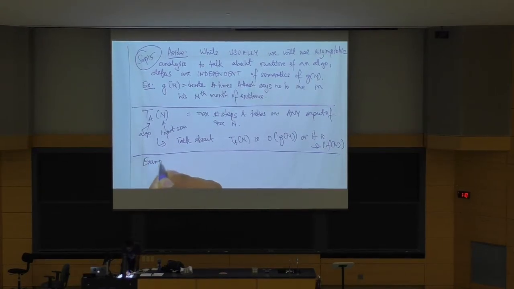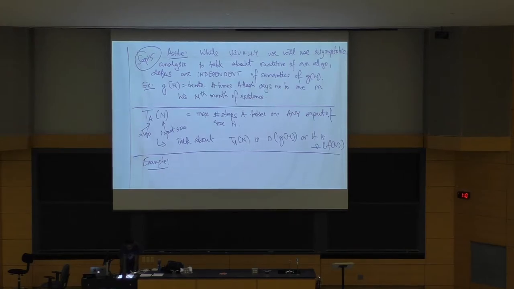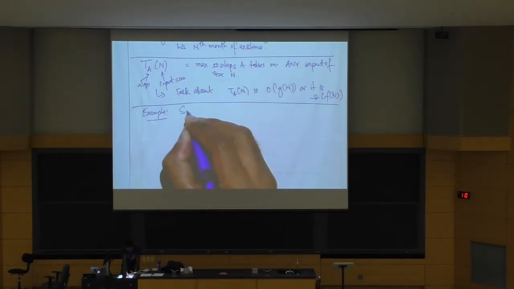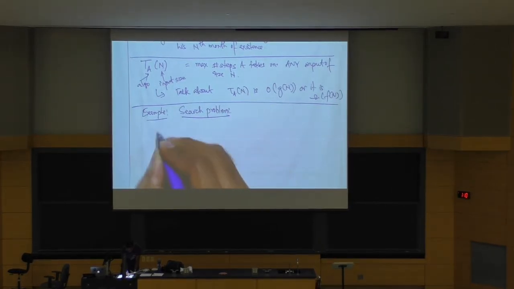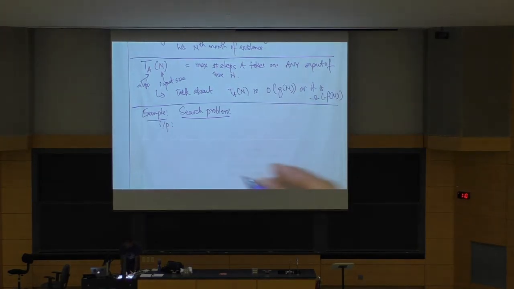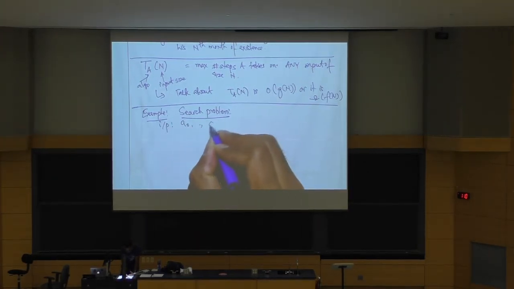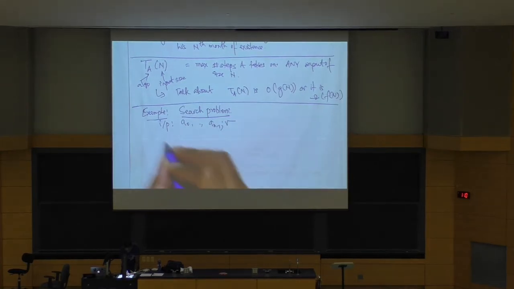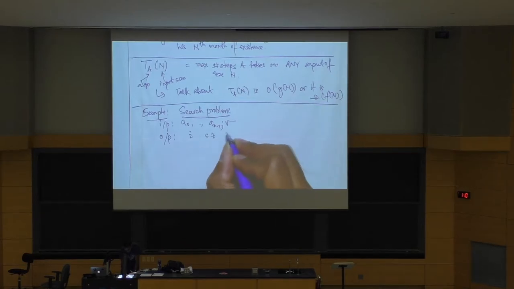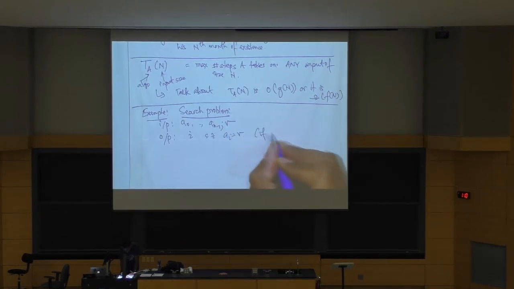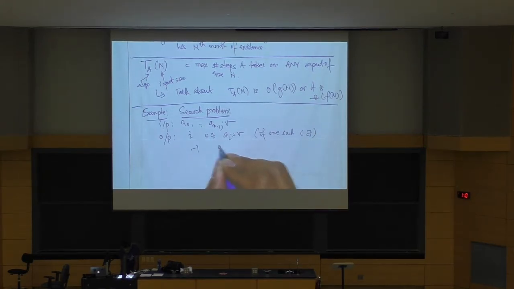So let's go through an example. We're going to look at the search problem. In this case, the input is n plus one numbers, say a_0 up to a_{n-1} and v. And the output, you want to output i such that a_i is equal to v if one such i exists, and let's say minus one otherwise. So you're just searching whether the number v is in one of these first n numbers.